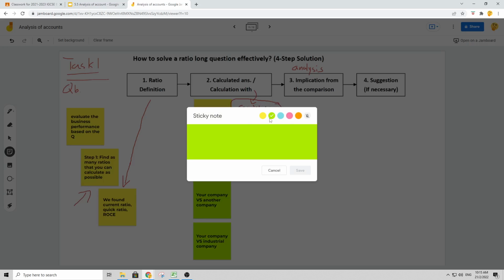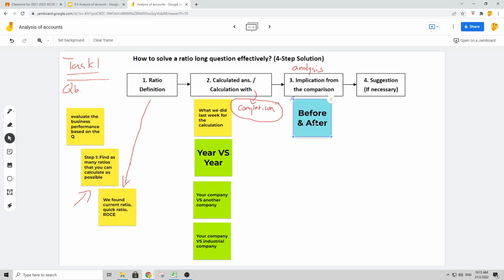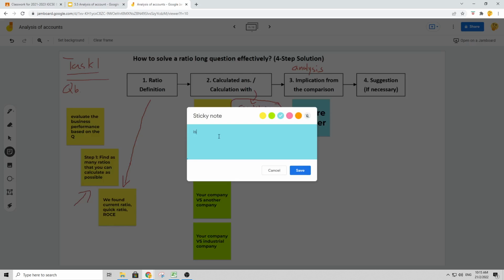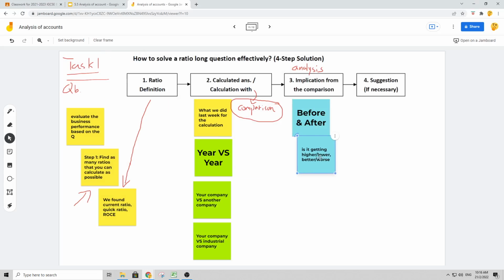Now we are trying to see, there are so many things that we can see. We can take a look at before and after. So we're trying to analyze, before and after, what happened? What really happened? And you're gonna come up with some implication. Is it getting higher or lower? Better or worse? Make sure you indicate something very simple like this, because this will actually give you marks already. So you just have to follow my steps here.